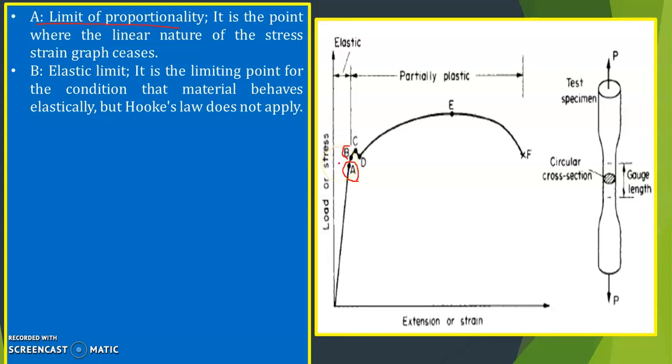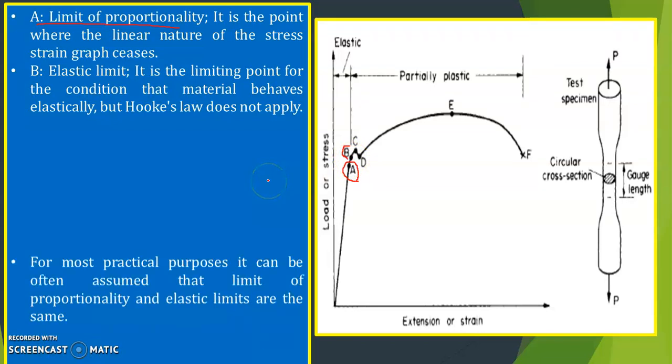It is the limiting point for the condition that the material behaves elastically, but Hooke's law does not apply. What does Hooke's law state? Hooke's law states that within the elastic limit, stress is directly proportional to strain. But the elastic limit is the limiting point for the condition that the material behaves elastically. Till this point, the material behaves elastically.